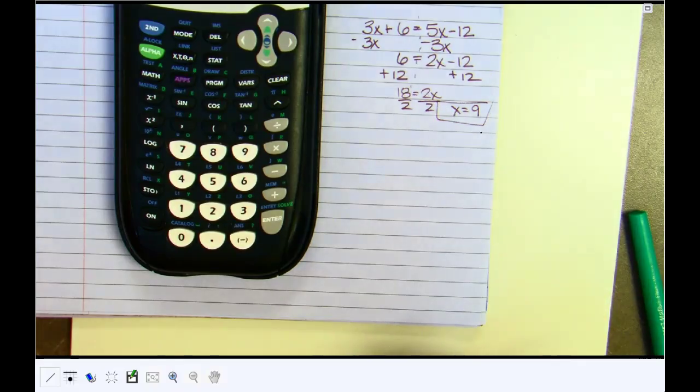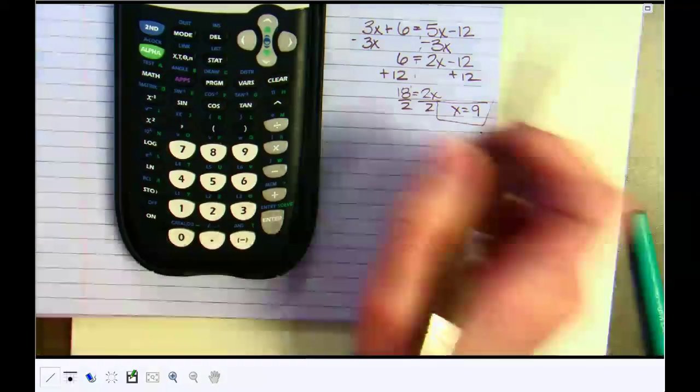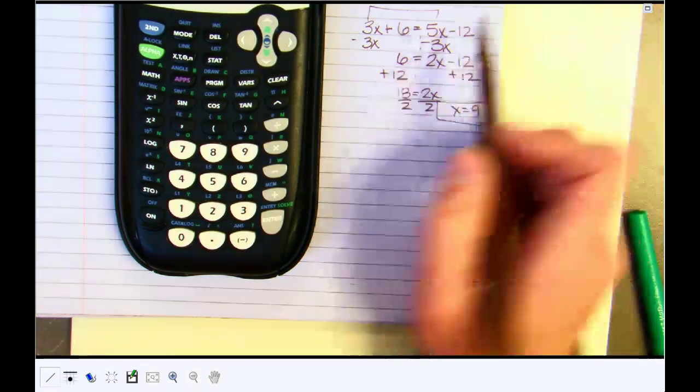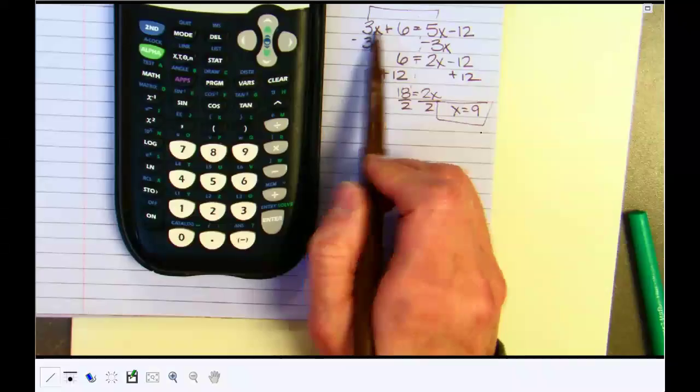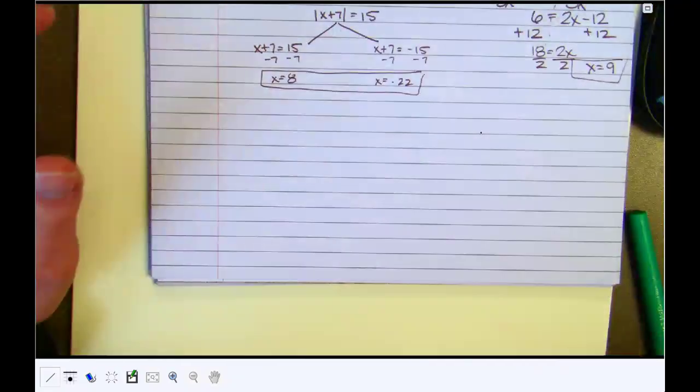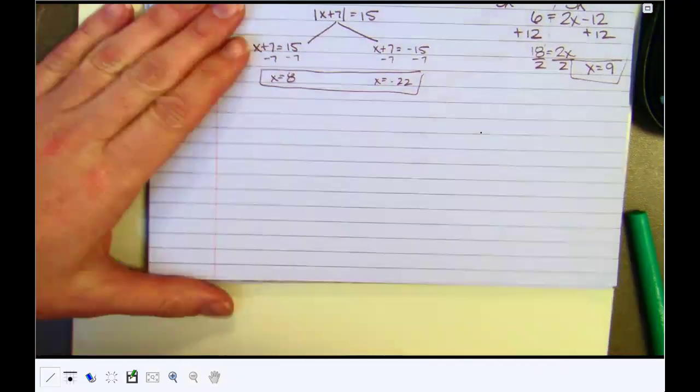Lots of choices. What you cannot do is take a look at that 3 and that 5 and say that's 8 x's. That's not 8 x's, because it's 3 on one side and 5 on the other, and that's not a total of 8. They're opposite of each other, so you can't combine them like that. Okay, let's do this one.